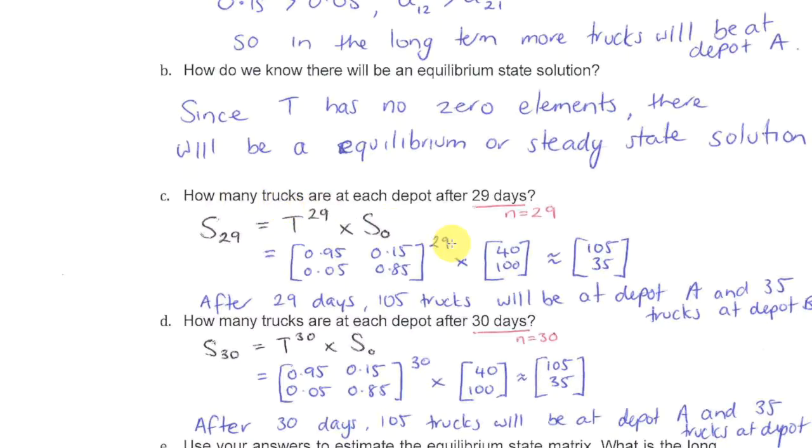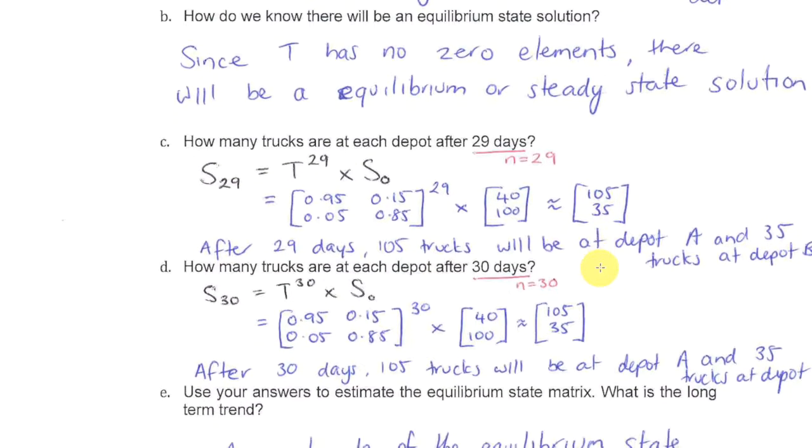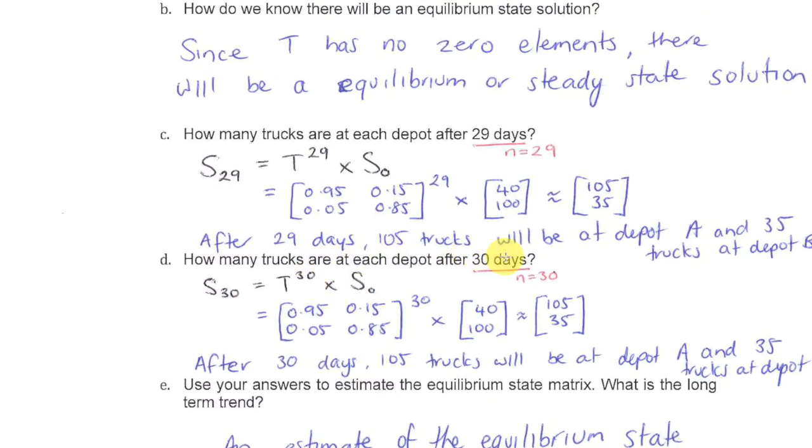Part C asks us how many trucks are in each depot after 29 days. So we want S of 29. We've been given S0, so we need to get the T matrix and raise it to the power of 29, times S0. And you can see we end up with 105 and 35. And now we need to do it for after 30 days. So we do S30, and we've got T to the power of 30 times S0, and we come up with the same status.